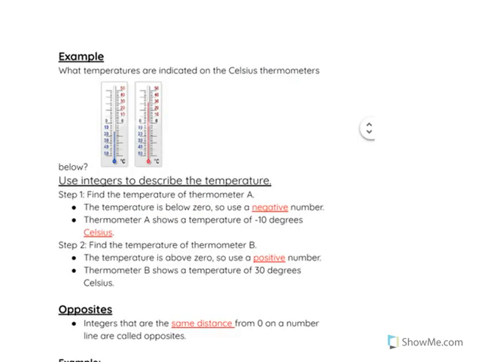So here's an example. What temperatures are indicated on the Celsius thermometer? So you use integers to describe the temperature. Step 1 is to find the temperature on thermometer A. The temperature is below 0, so we use a negative number. Thermometer A shows a temperature of -10 degrees Celsius. Step 2 is to find the temperature on thermometer B. The temperature is above 0, so we use a positive number. So thermometer B shows a temperature of 30 degrees Celsius. All right, so above 0 would be a positive number, and below 0 would be a negative number.